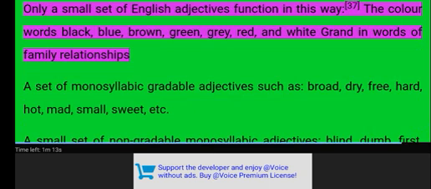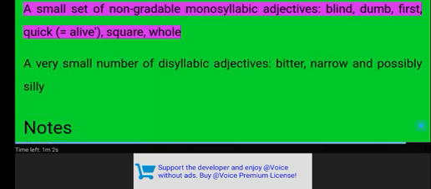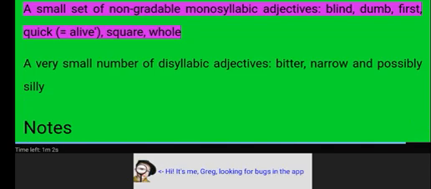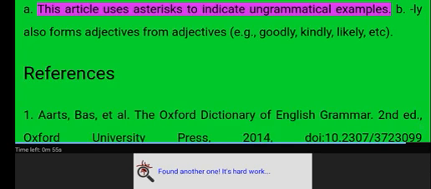37. The color words black, blue, brown, green, gray, red, and white, and words of family relationships. A set of monosyllabic gradable adjectives such as broad, dry, free, hard, hot, mad, small, sweet, etc. A small set of non-gradable monosyllabic adjectives: blind, dumb, first, quick (equals alive), square, whole. A very small number of disyllabic adjectives: bitter, narrow and possibly silly. Notes. A. This article uses asterisks to indicate ungrammatical examples.